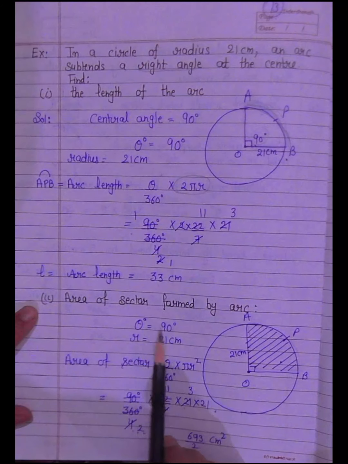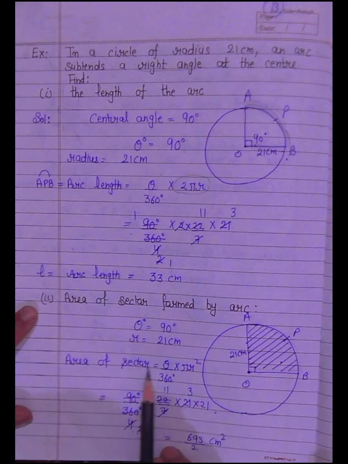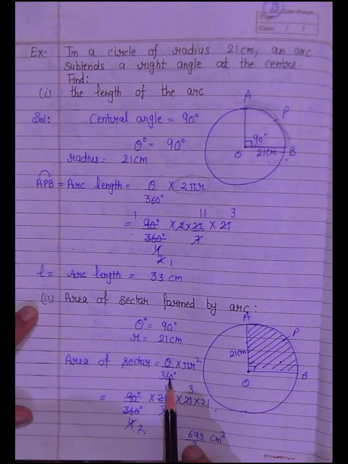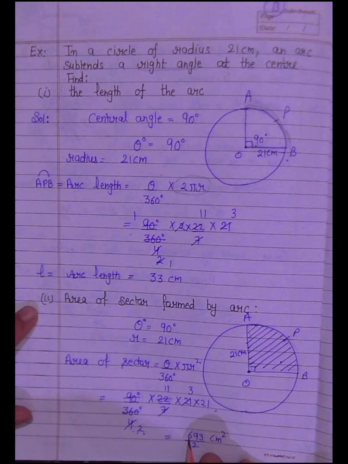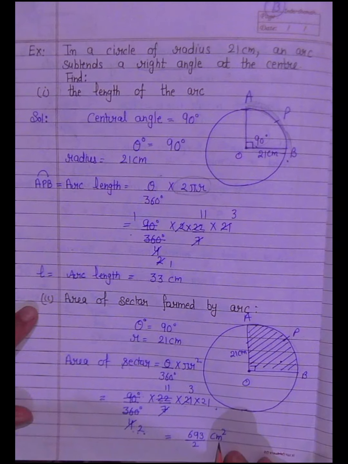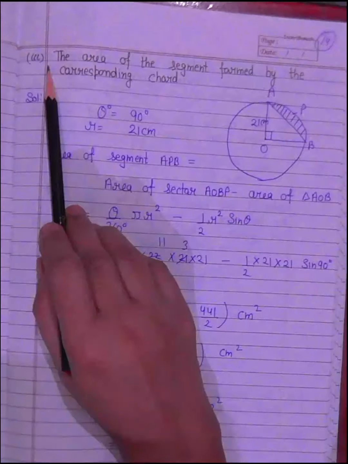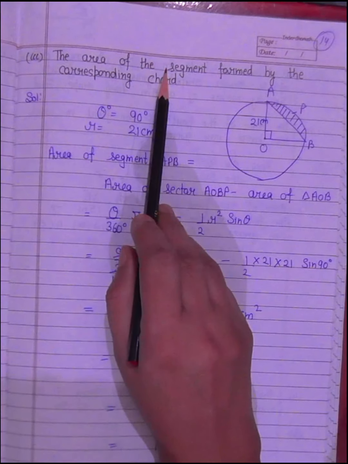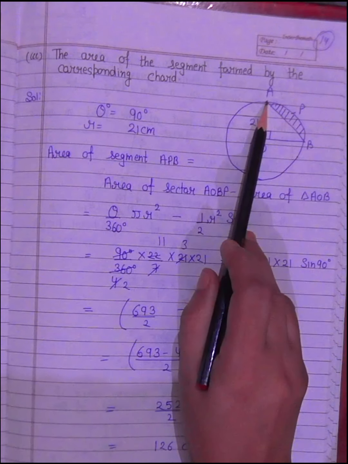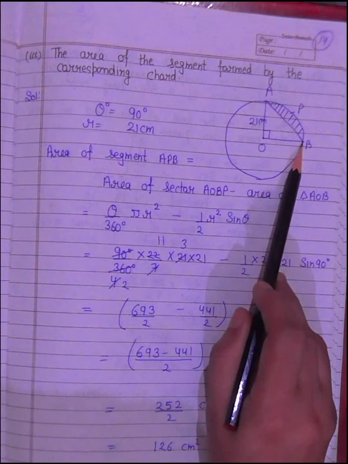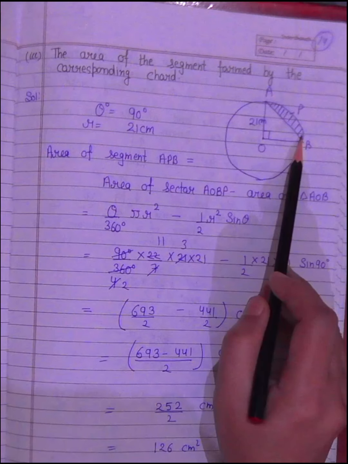Same, theta is 90 degree, r is 21 centimeter. Area of the sector is equal to theta by 360 degree into pi r square. By putting all the values, we are getting 693 by 2 centimeter square. This is the area of the sector formed by this arc. Next, find the area of the segment formed by the corresponding chord. If we join A to B, this will be a chord. So this will be the corresponding segment, and we know its formula.